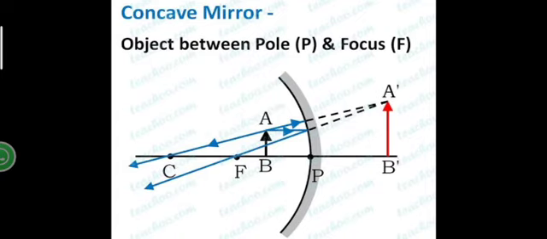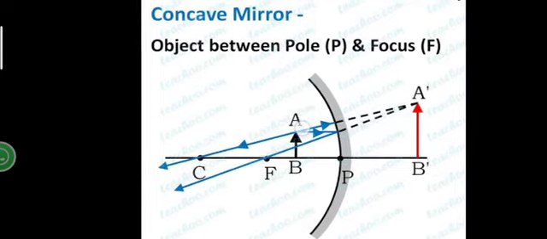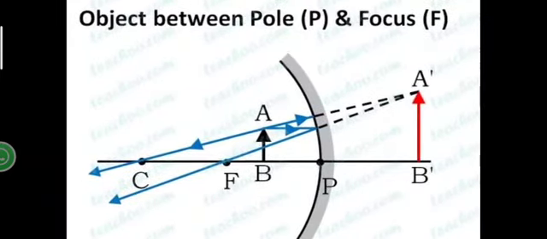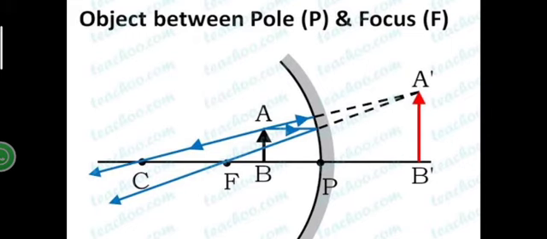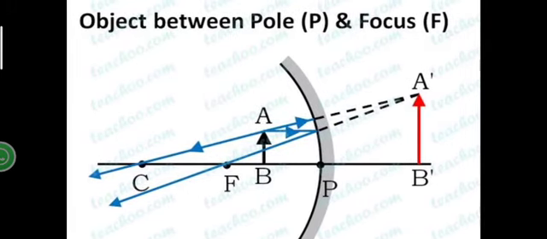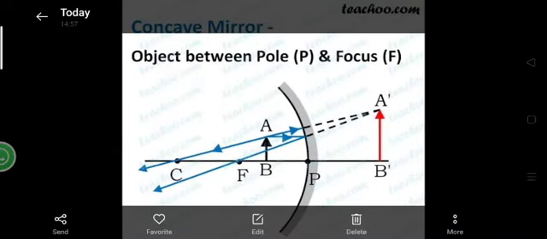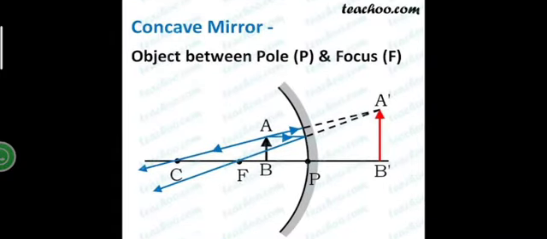The same thing in this diagram: the object is between pole P and focus F, and the first ray is parallel. Look here, the first ray is parallel like this, and after reflection it passes through the focus, and another ray passes through the center of curvature. They meet at A dash. So these are the six cases for the concave mirror.